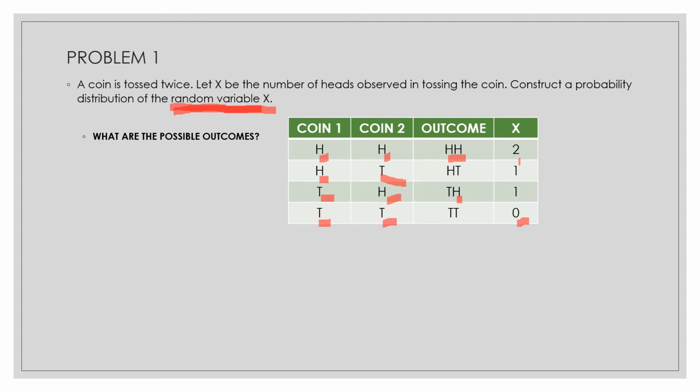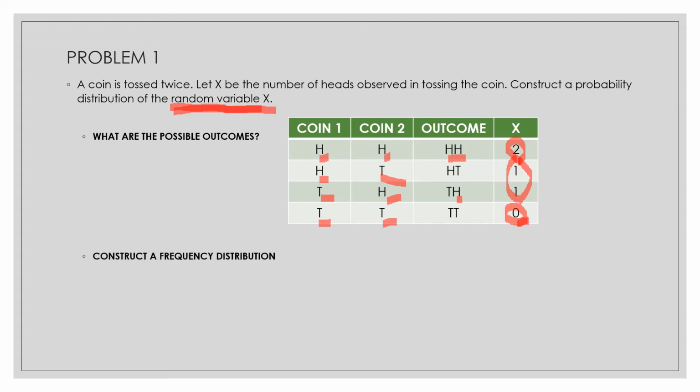So what are the possible outcomes here based from our table? It is possible that there are no heads, so that is 0. It's also possible that only 1 head will occur, so we have 1. And it is also possible that for both the toss, we got 2 heads. So we have 0, 1, and 2 as the values of our random variable x.